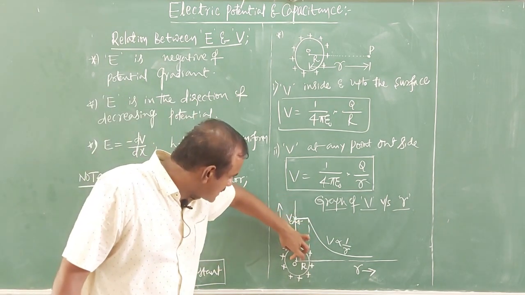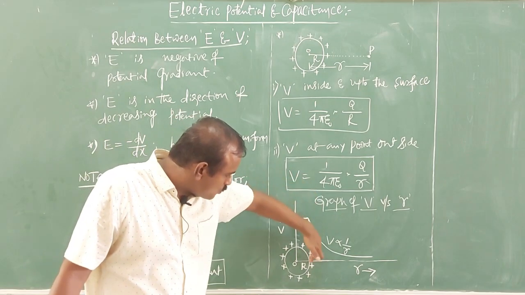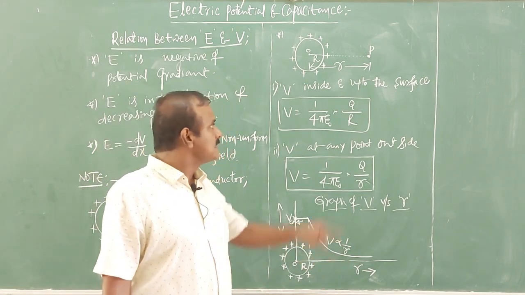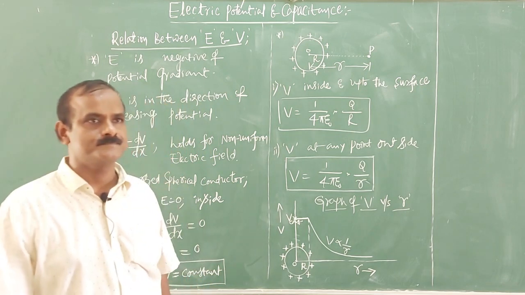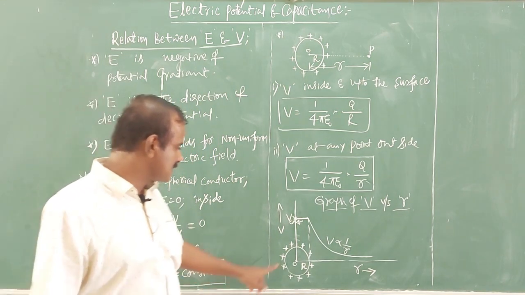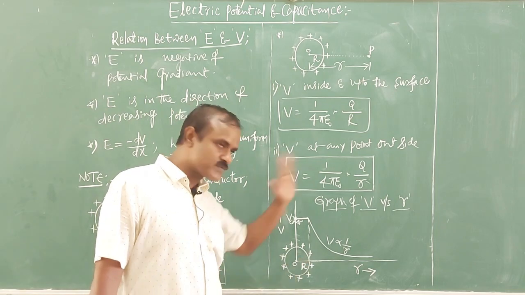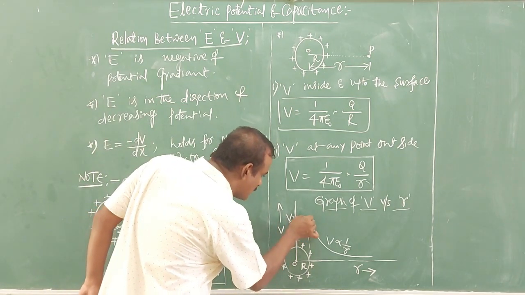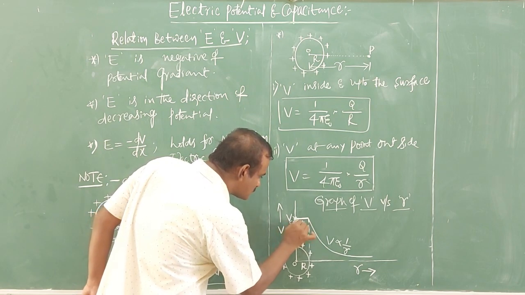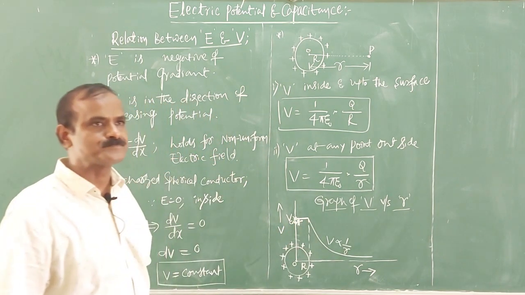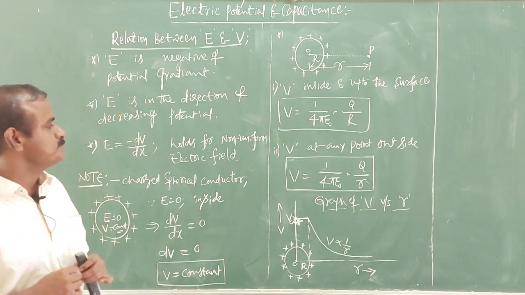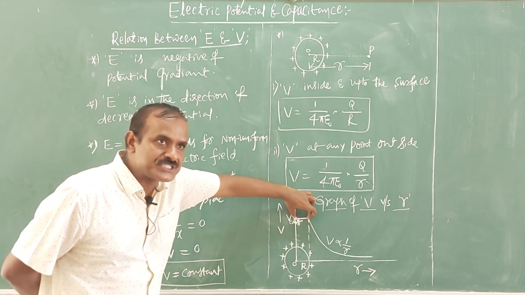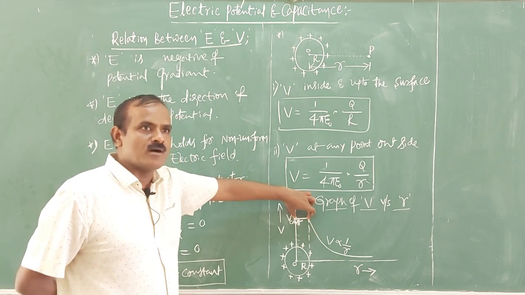From the center up to the surface, potential remains constant, and as you move away from the surface, potential keeps on decreasing and varies inversely with distance. Unlike the electric field versus distance graph, where the electric field up to the surface is zero and then starts from the surface at its maximum, here it is important that potential is established constant. Note down all these important results. V is constant up to the surface, at its maximum, then decreases.